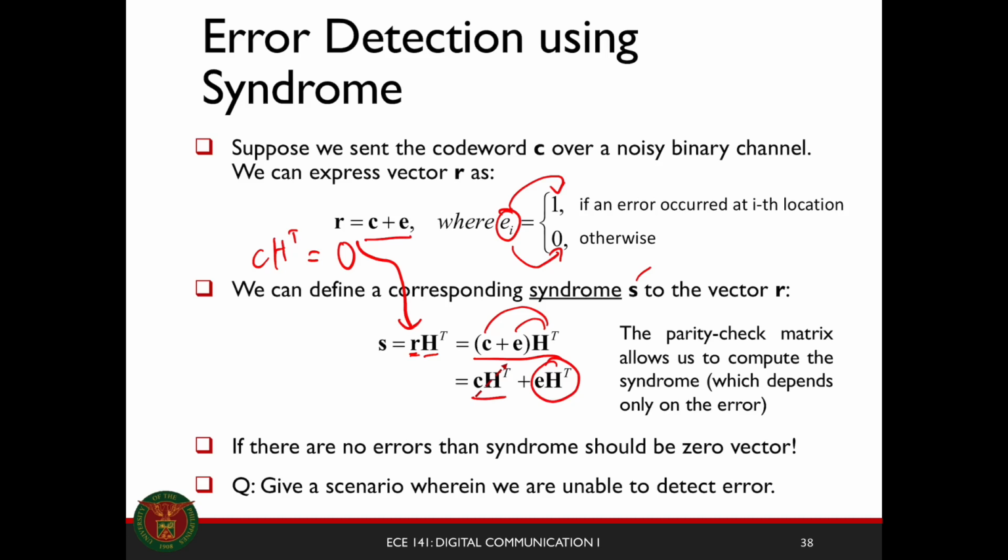So now we are left with this term, and this is only 0 if your error is 0.